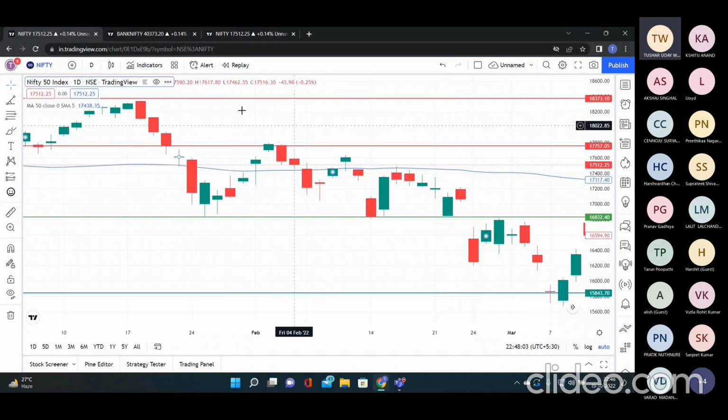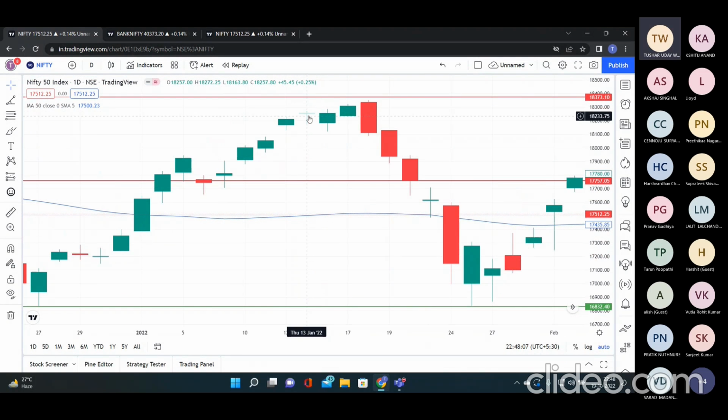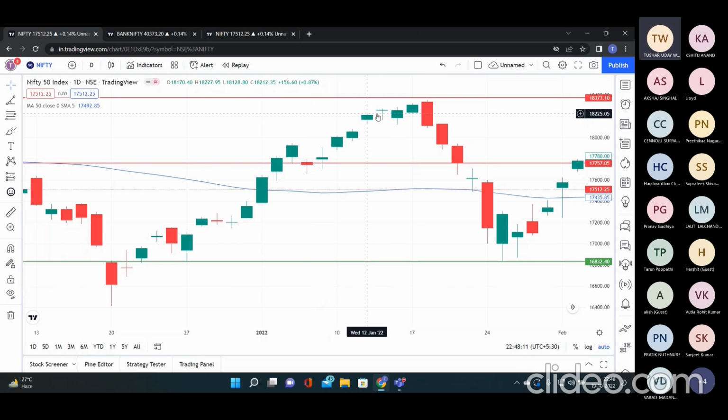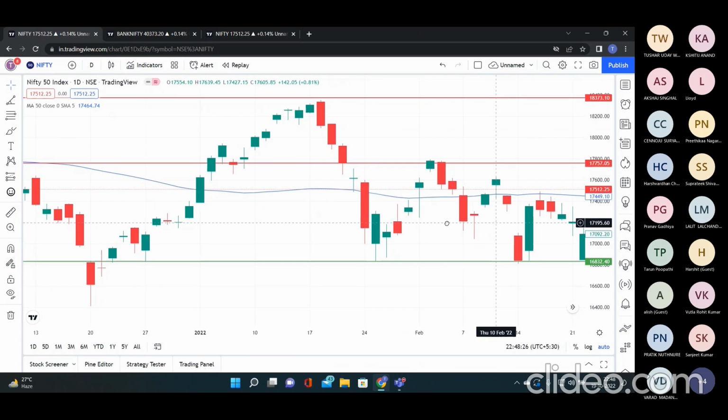See, here one hammer candle is there. It's very small, but one can say that it is a hammer candle. And if you decide to go long from this position, it is not a very correct decision. So you have to see the overall direction of the market to use the candlesticks properly.